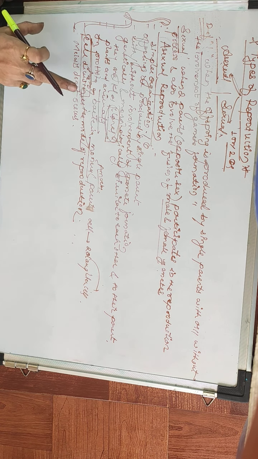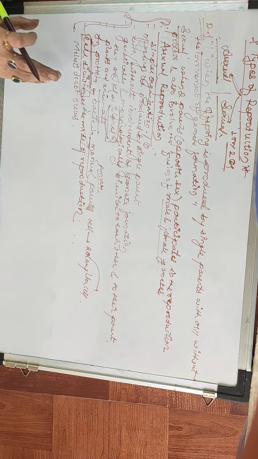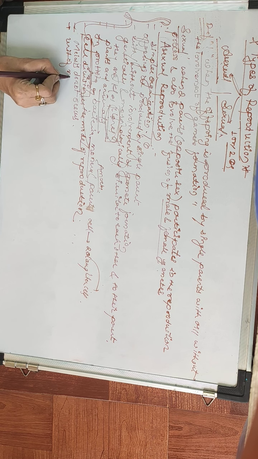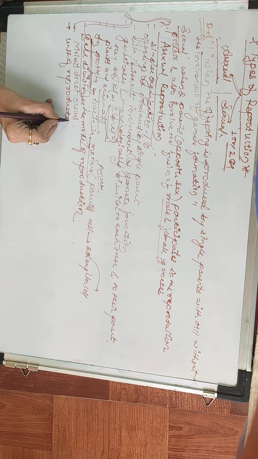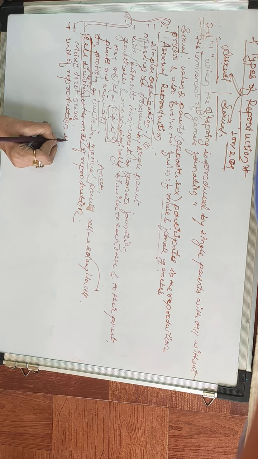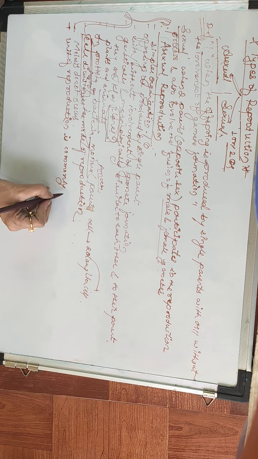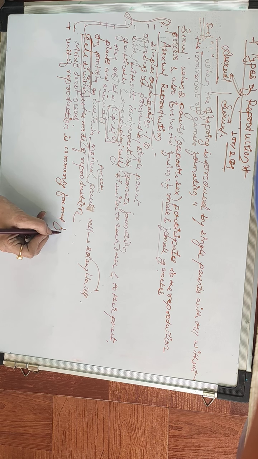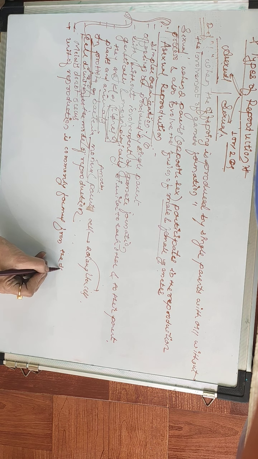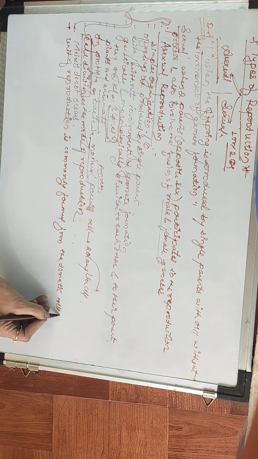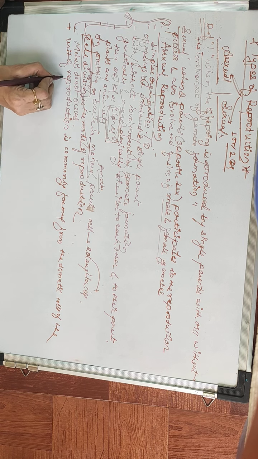The unit of reproduction is commonly formed from the somatic cells of the parent. One more important point regarding asexual reproduction is that the unit of reproduction is commonly formed from the somatic cells of the parent.